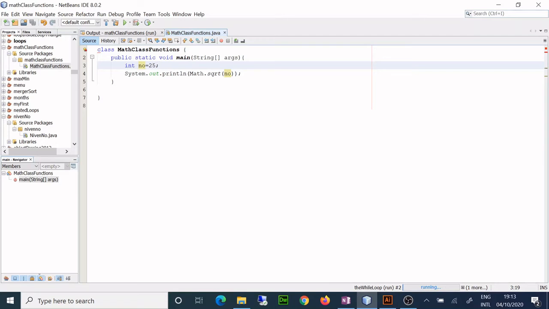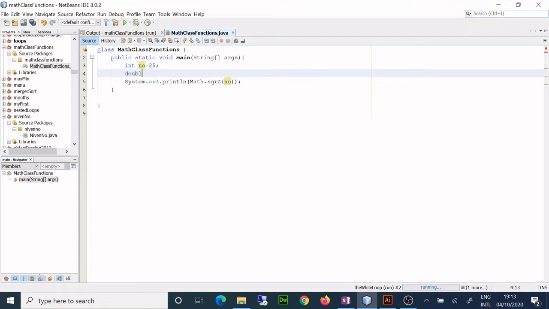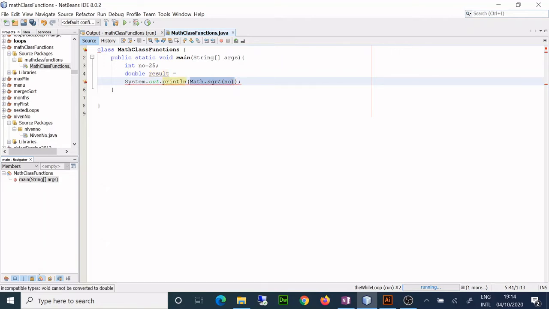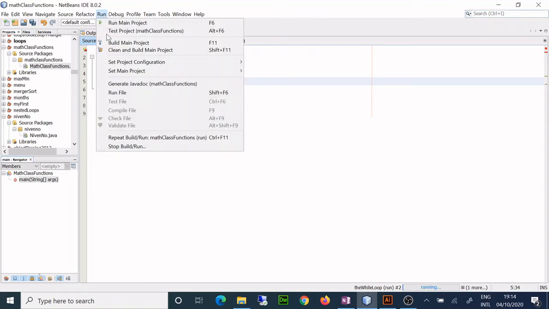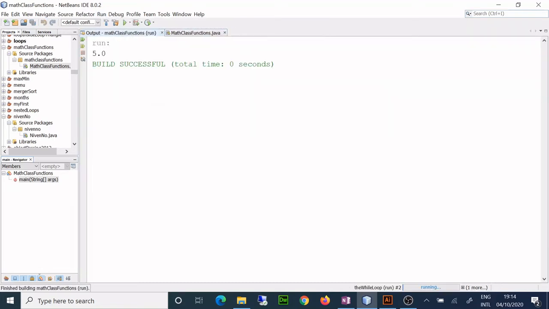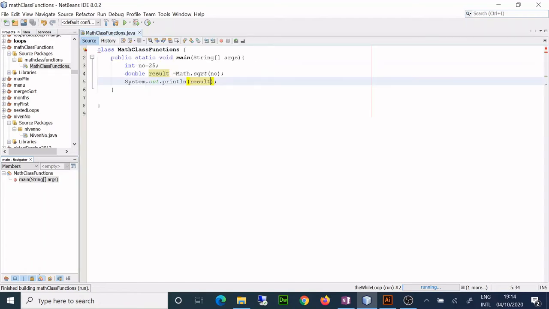You can do it directly or you can do it indirectly. Like I can say here double, and I say result is my variable, and here I'll just write this. And I'll write result here. So I can run. When I run, it will give me 5. So I can do it directly or I can do it indirectly as well.